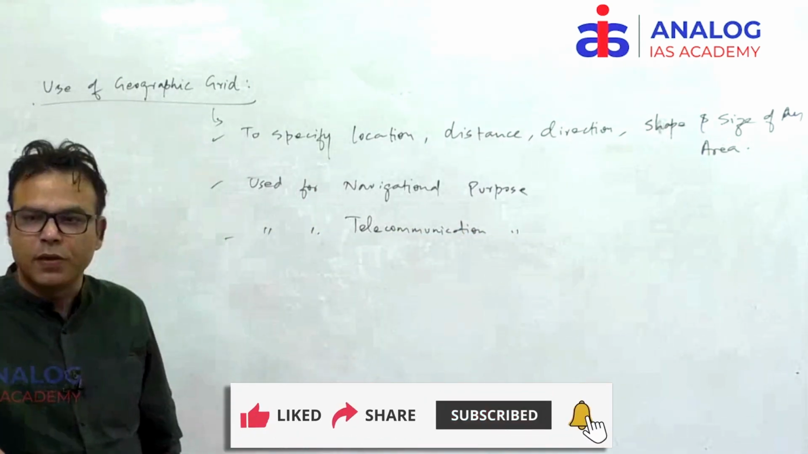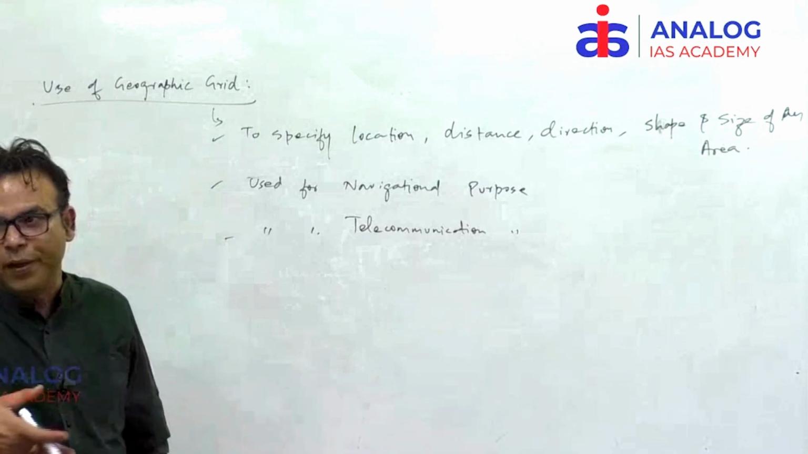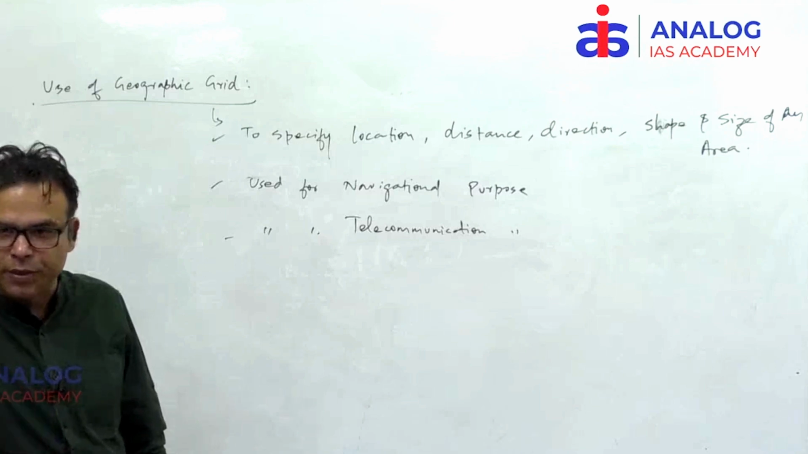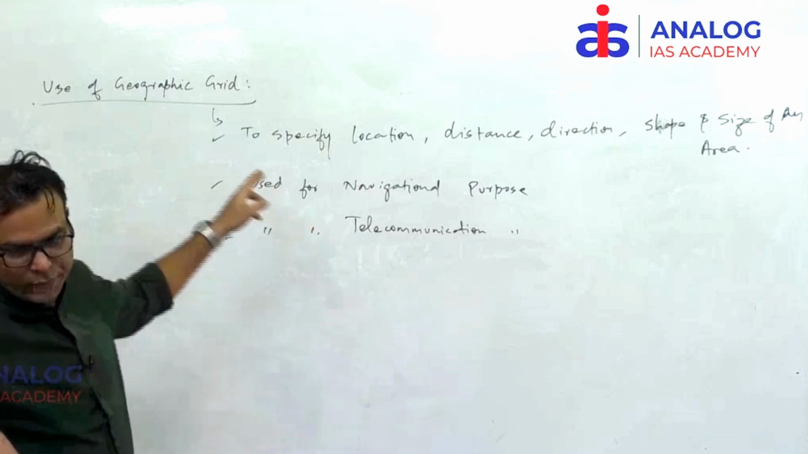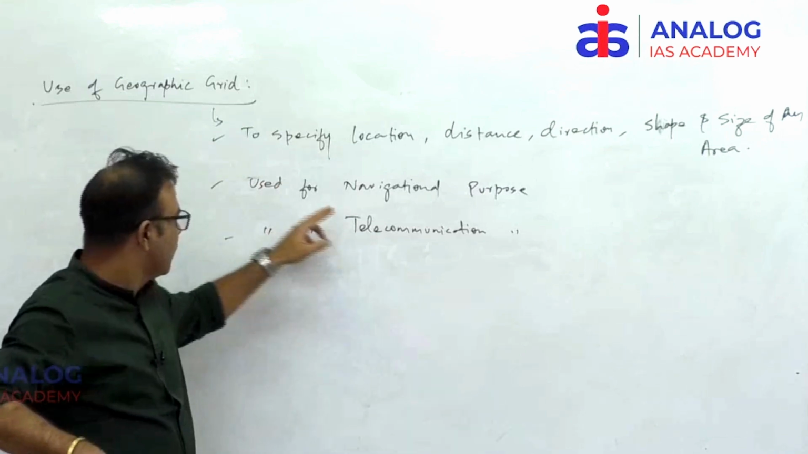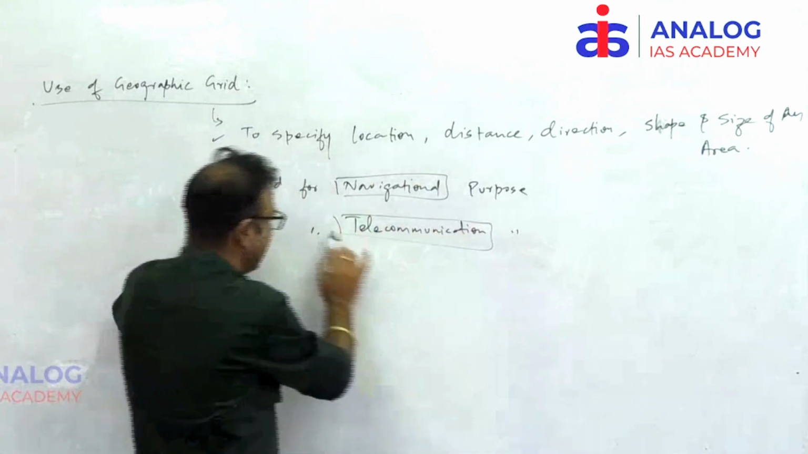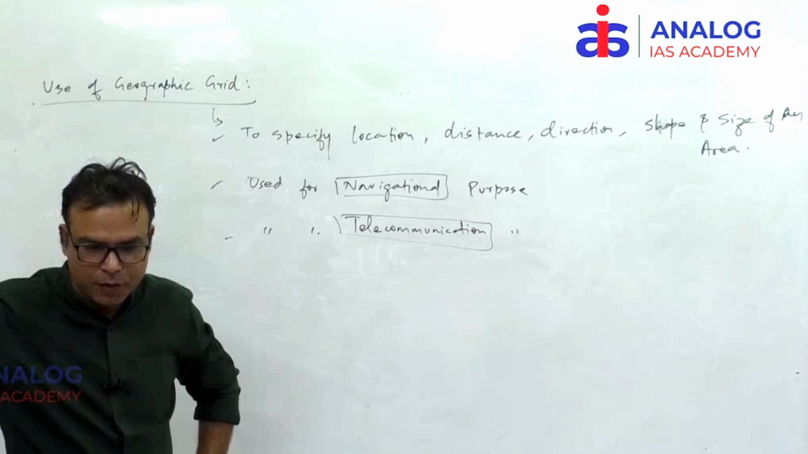So now how GPS is working, how the Navic system is operating, how we have a mobile internet which operates through the space. Answer is what? Through using the concept of what? Geographic grid. So used for navigational purposes, these are 2 important modern uses: navigational use and telecommunication uses.